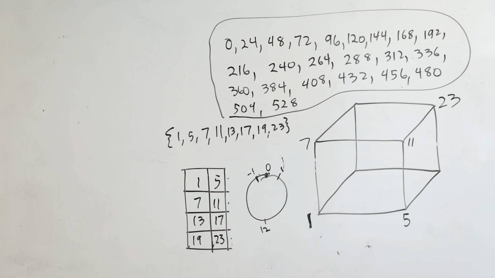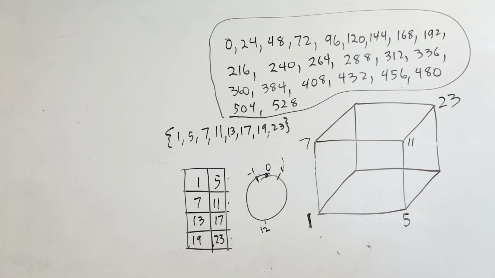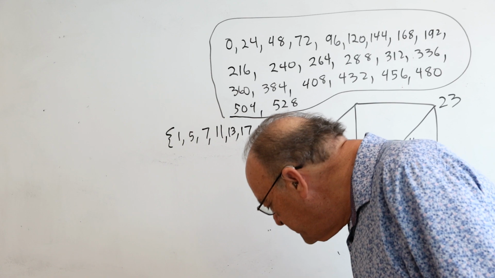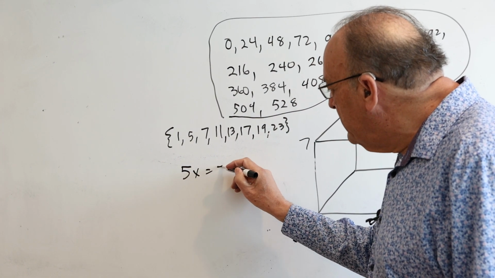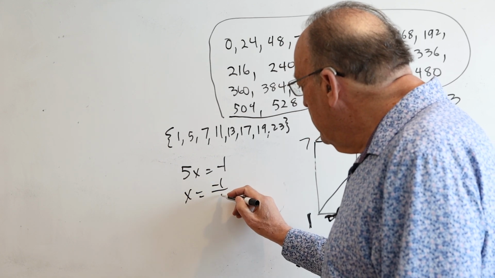I'm going to do some calculation now. So I want to find out what's going to be opposite 5. So 5 times what is equal to -1? Let me set that up. I want to solve this algebraic equation. 5 times x equals -1. x is equal to -1 over 5.